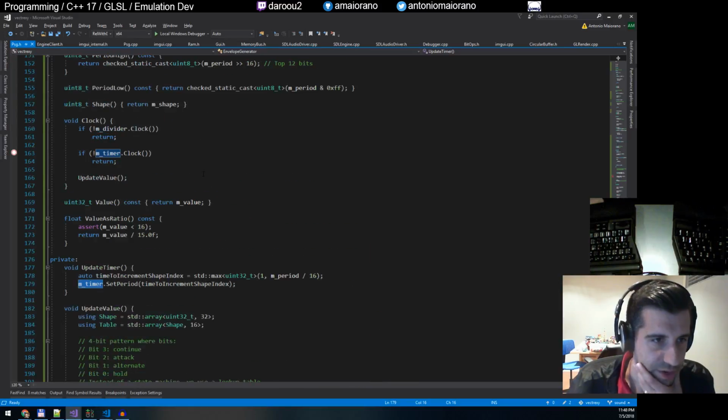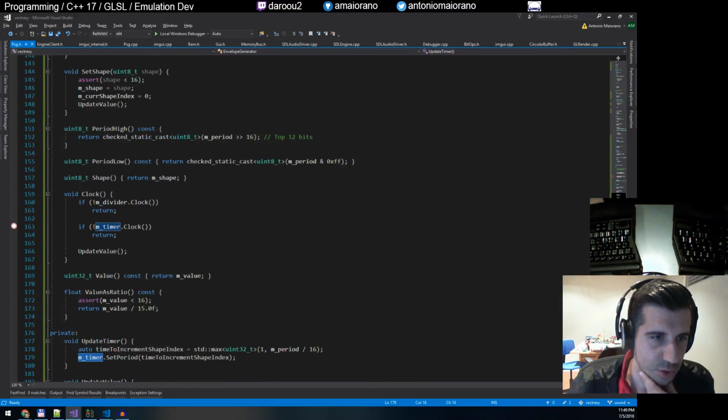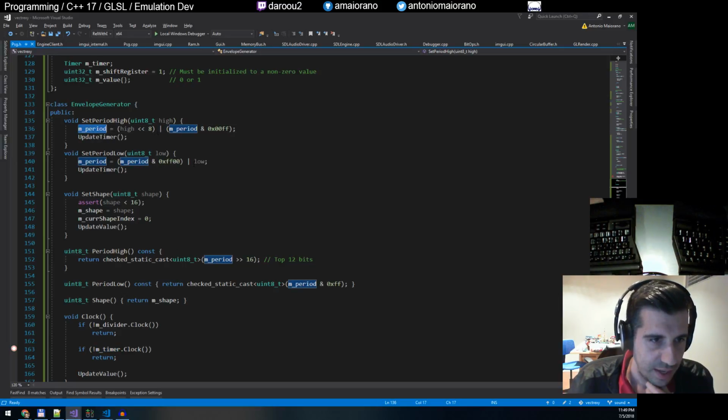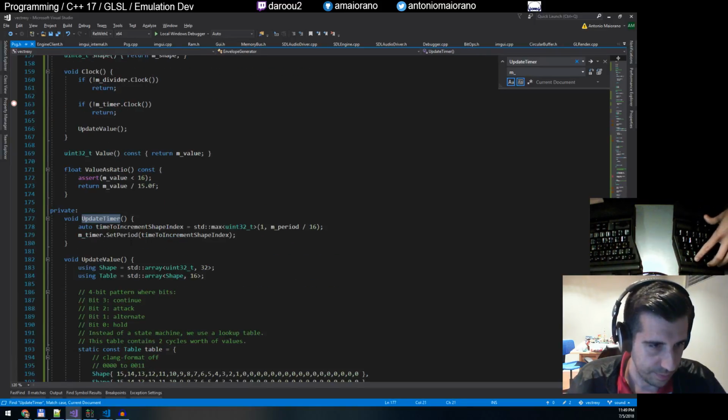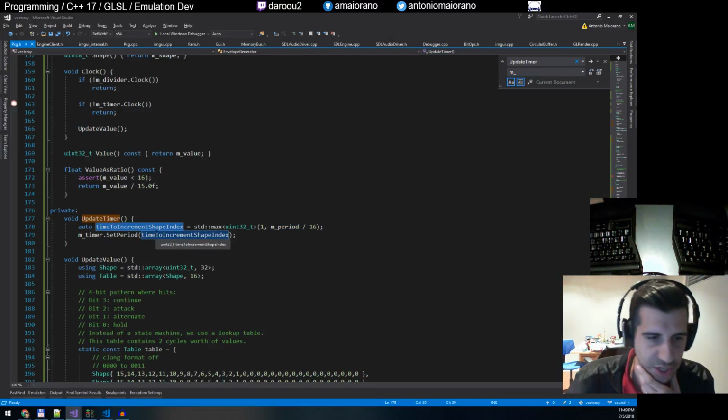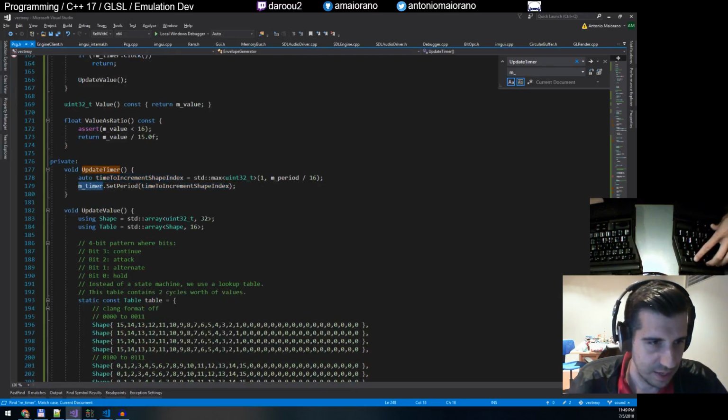So we have a period, we set the period, and we actually set it in 2 bits. We set the high part and the low part. Whenever I set any one of those, set period high, set period low, in either case we set this variable to the value that we want, and then we call update timer, which reads this value here. And now what I'm trying is dividing it by 16, and that should be the time to increment the shape index. That's what it represents.